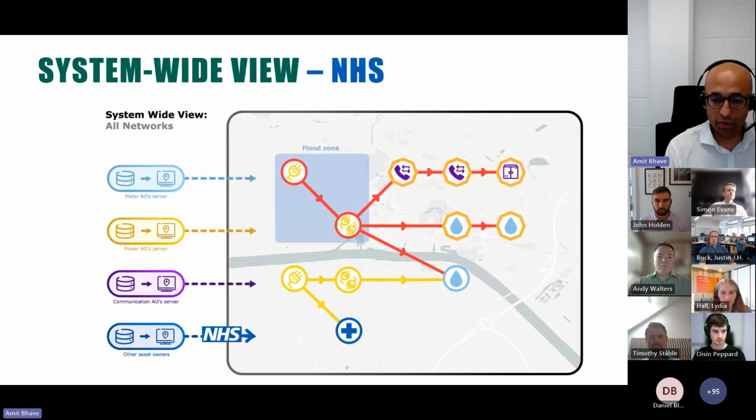In the event of a suitable data sharing agreement that allows connections to all servers, it is then possible to retrieve the system-wide view of the overall connected infrastructure network, including new asset owners, for example, the critical health infrastructure, in this case shown via the NHS data. The system-wide view may be useful to asset owners and regulators alike.